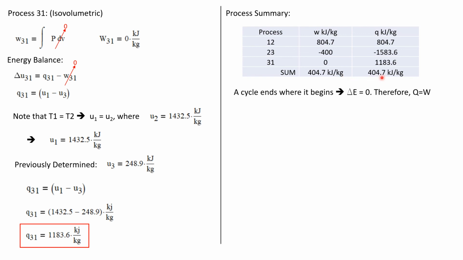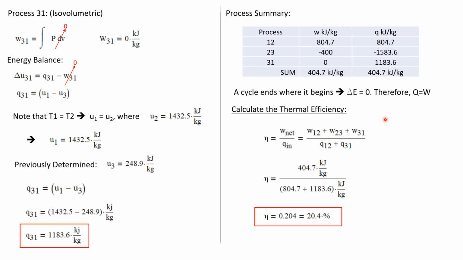Well, it is necessary that they do so. Remember that a cycle ends where it begins, and so the change in energy during a cycle must equal 0. And if delta E is equal to 0, well then Q has to equal W. And we can see for this cycle that they do.